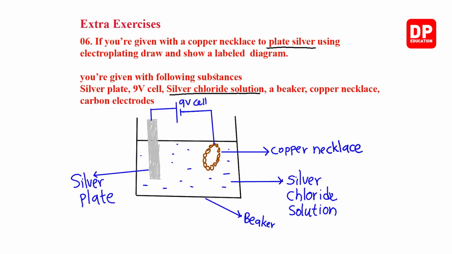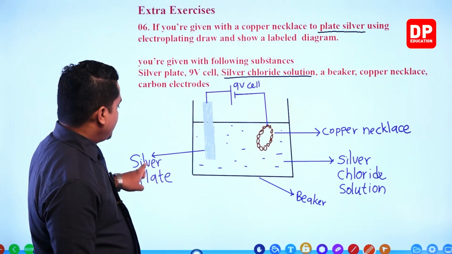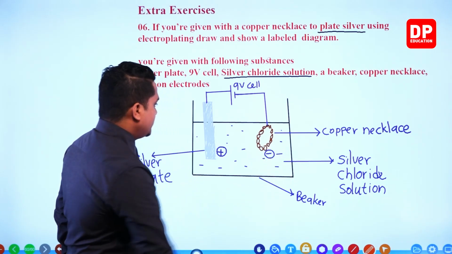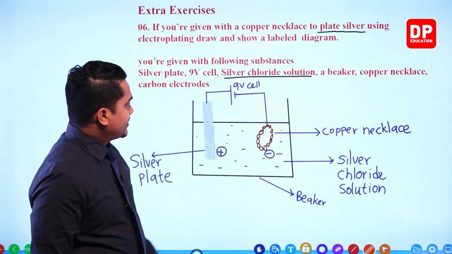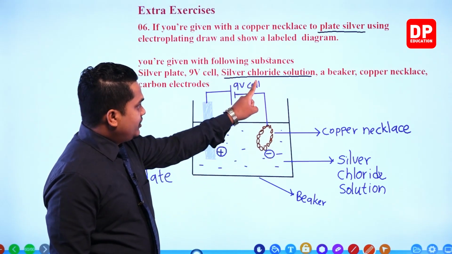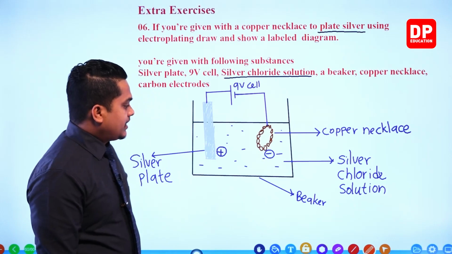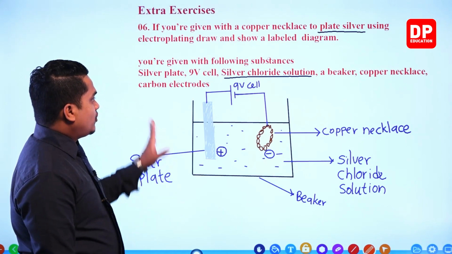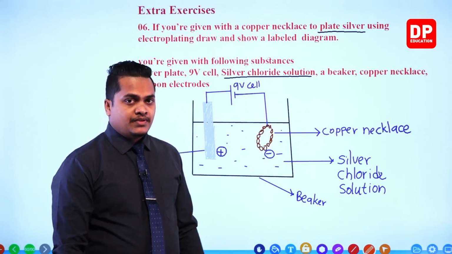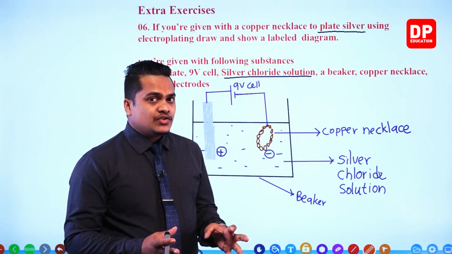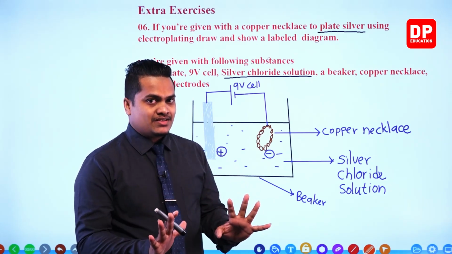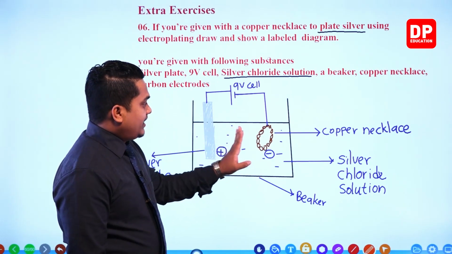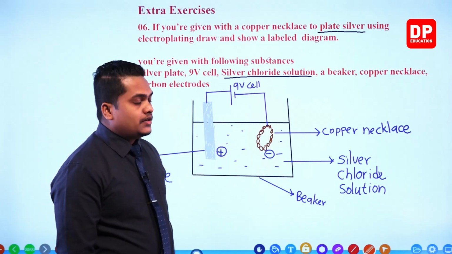So this is the beaker, the positive terminal. The positive terminal is the silver plate. The negative terminal is the copper necklace, and the 9-volt cell. Then we use the silver chloride solution as the electrolyte in the beaker. Then we provide electricity by using the 9-volt cell. We don't need carbon electrodes in here, however they have been given to you. That is to mislead, so don't get misled. This is the way of doing the electroplating process of plating silver on this copper necklace.